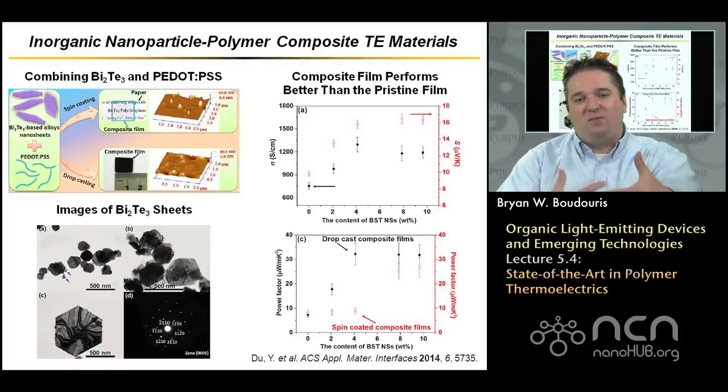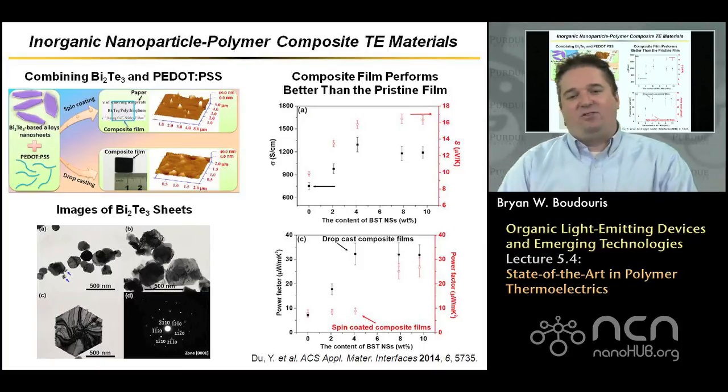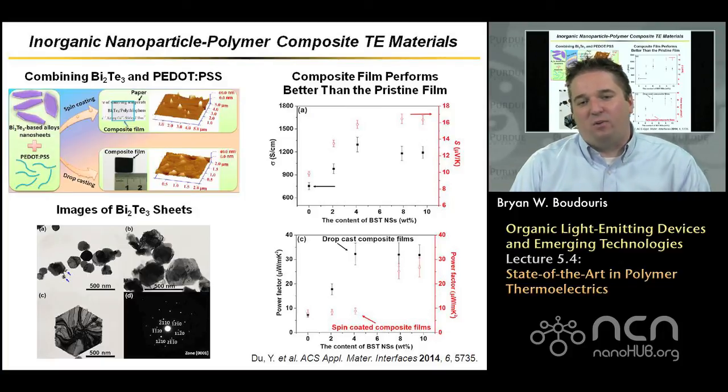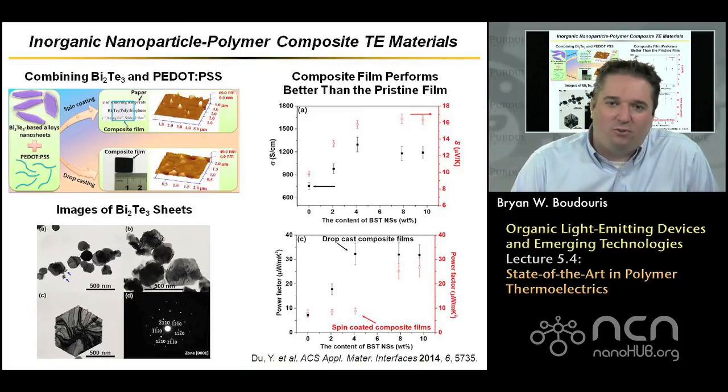Okay? So now we're getting the benefits of both the inorganic material and the polymer material while retaining the thermal conductivity of a polymer, which is very, very low, which is great for ZT, right? Because we want to keep that thermal gradient high between T hot and T cold.